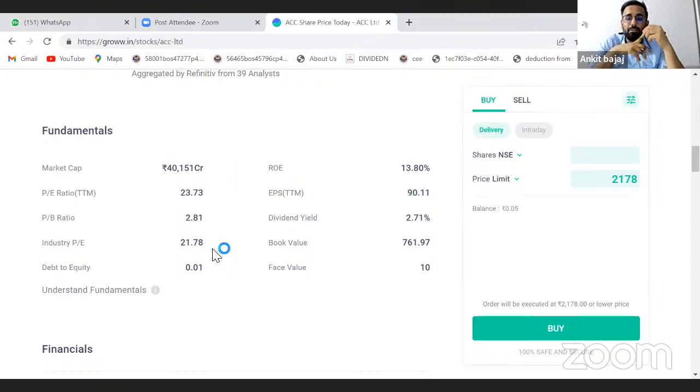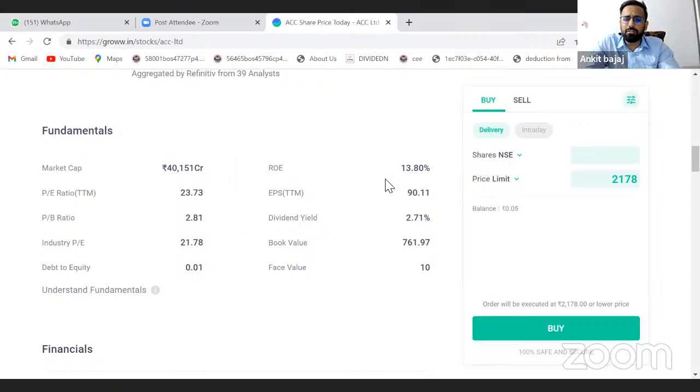So the cement industry includes ACC Limited. It includes companies like JP Limited and Birla Corporation. So it includes all cement manufacturing companies, right? The overall PE ratio of the cement industry is 21.78. The PE ratio of ACC Limited is 23.73, right?